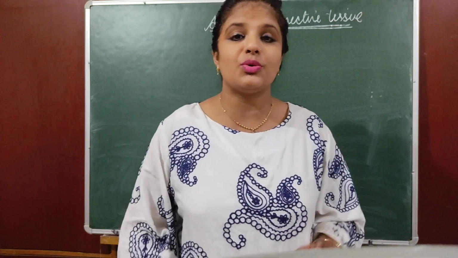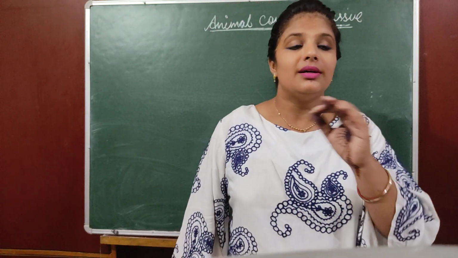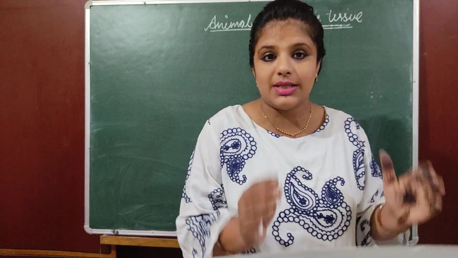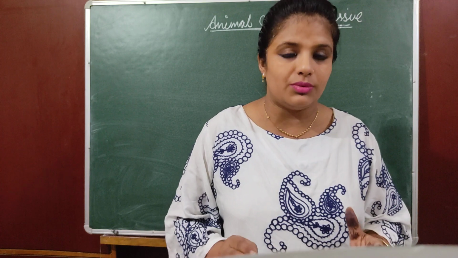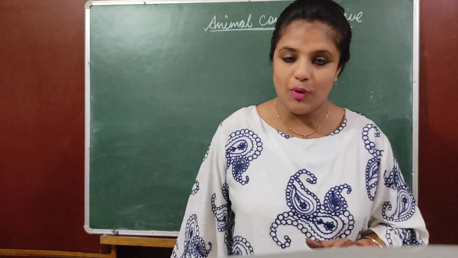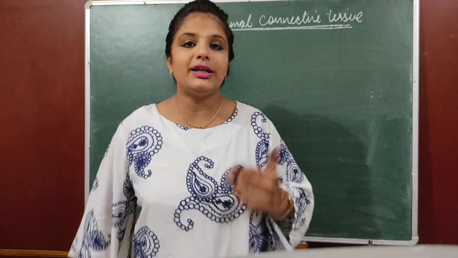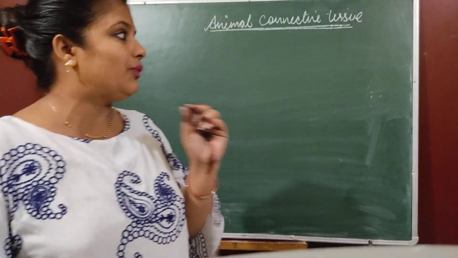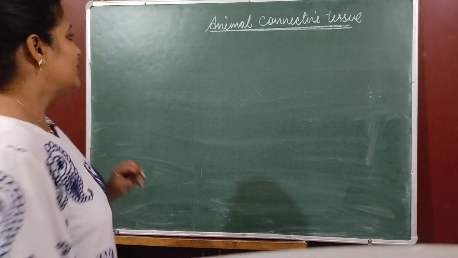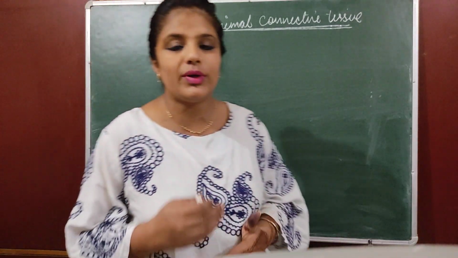So this is a tissue which is abundant in the entire body. This is a tissue which is present in majority amount in our body. So connective tissue is very important. Okay, now there are different kinds of connective tissue, and one by one we will discuss each and every type of connective tissue. First, let's understand how we can remember all kinds of connective tissue.